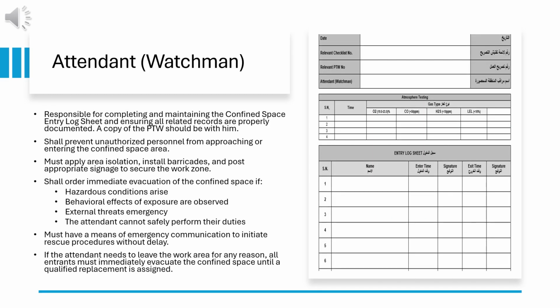Attendant responsibilities. The attendant must maintain the entry log sheet and ensure all documentation is complete. He or she must prevent unauthorized access, apply area isolation, install barricades, and post signage. The attendant must order immediate evacuation if hazardous conditions arise or if entrants show signs of distress. Emergency communication must always be available. If the attendant must leave for any reason, all entrants must evacuate immediately.